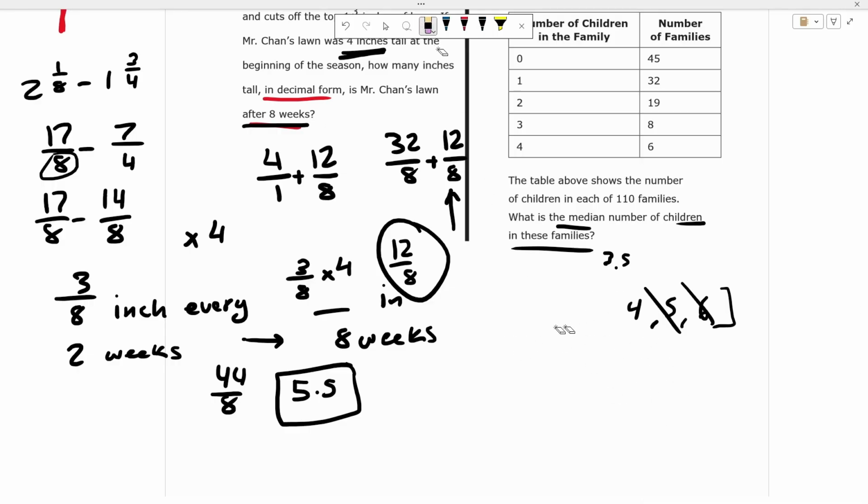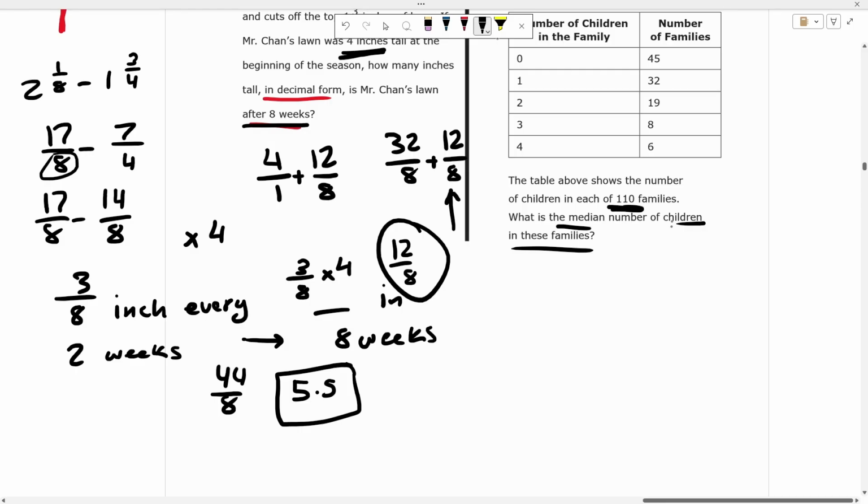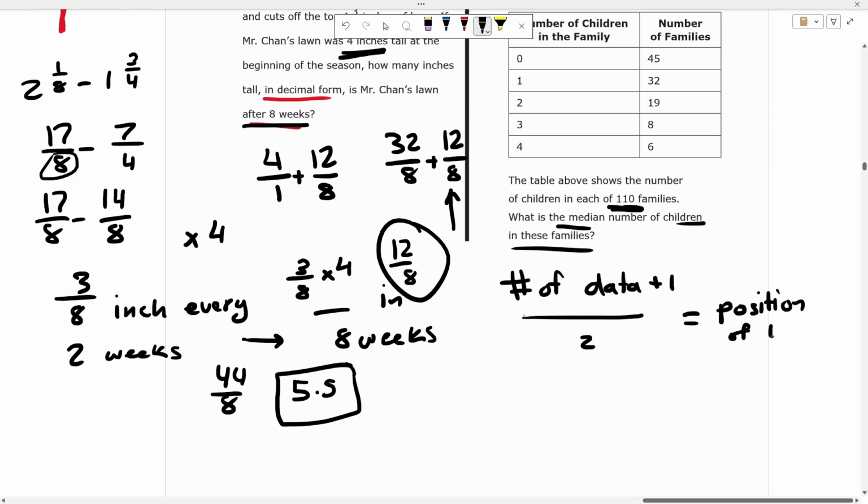But in this case, we have data from 110 families, which means that if we want to find the median, we're going to have to draw out 110 pieces of data, which is way too long. So there's a trick to find the median. The trick to find the median is you take the number of data, you add 1 to it, and you divide it by 2. And this is going to give you the position of the median.